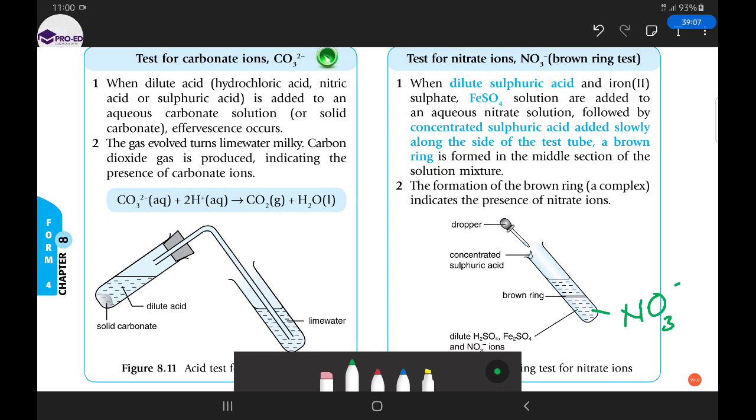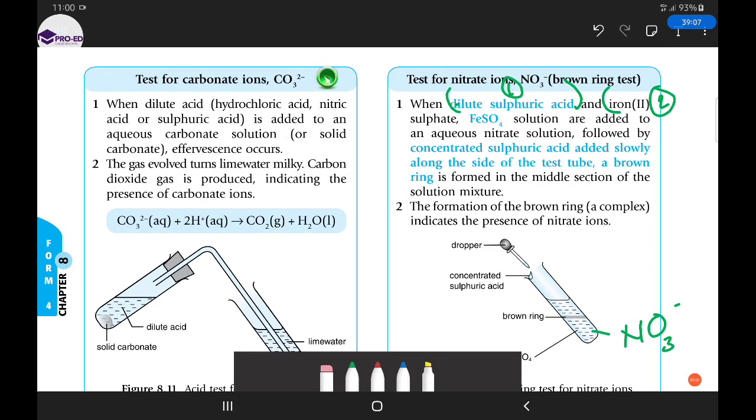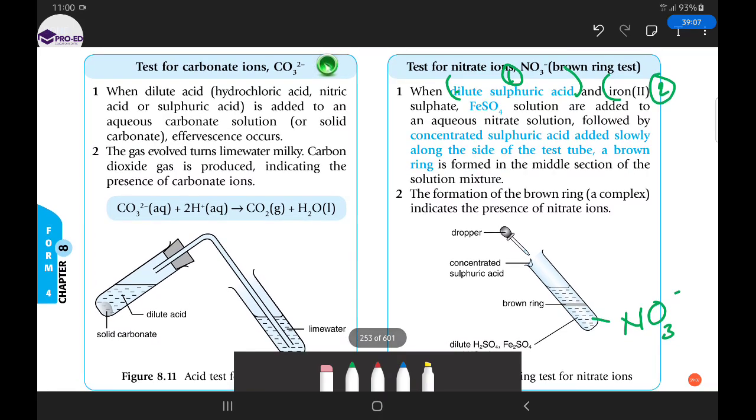So the first thing you need to do is add dilute sulfuric acid. Okay, step one, add dilute sulfuric acid. After that, add in what? Iron 2 sulfate. That is step 2. You add in iron 2 sulfate to your nitrate solution.